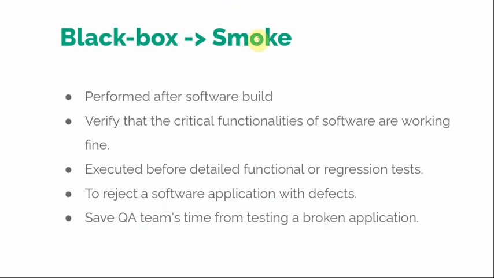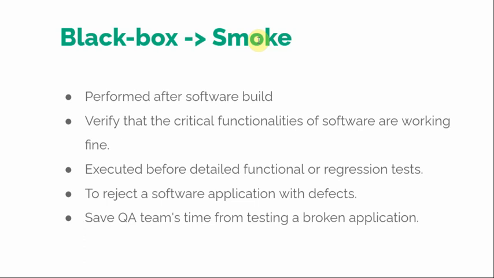Smoke, as a subtype of black box, is performed after a software build to verify that the critical functionality of the software is working. It is executed before detailed functional or regression tests to reject a software application with defects. So when you run the application, you just see if it is producing any smoke or crashing, or any UI or usability related issues. This is the basic criteria to accept or reject the build.